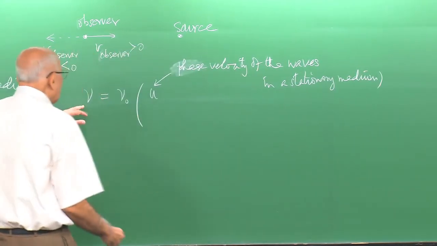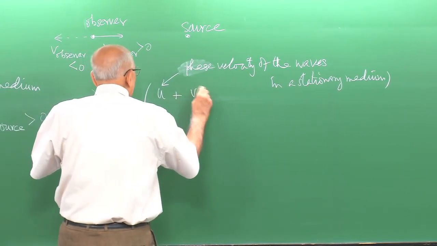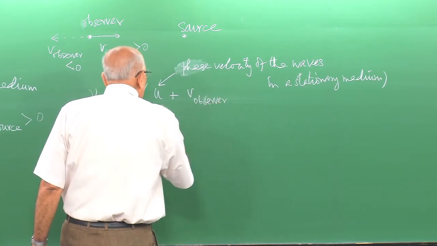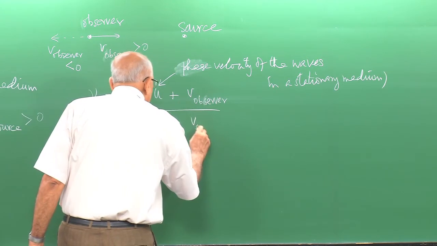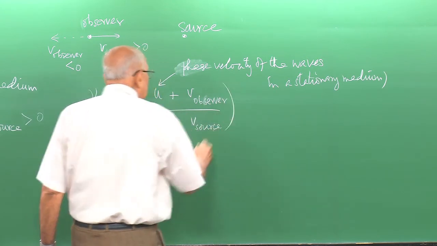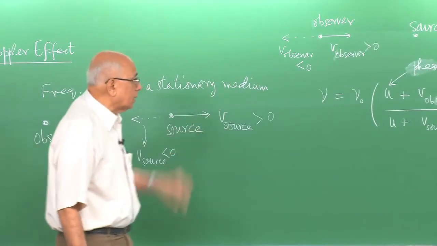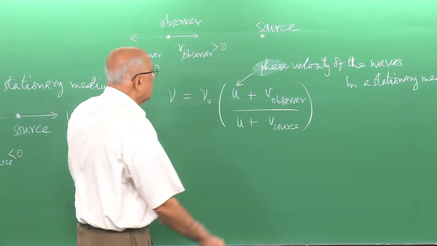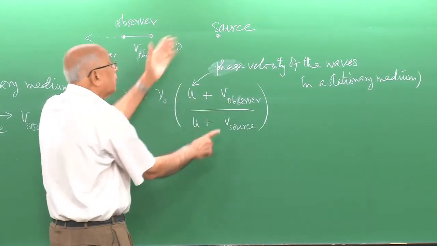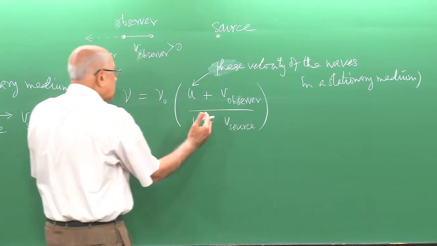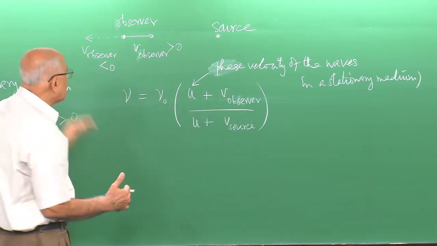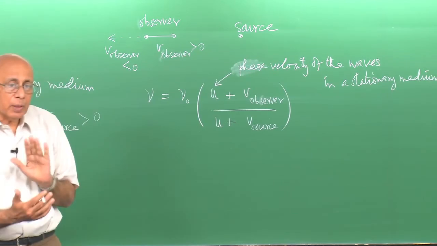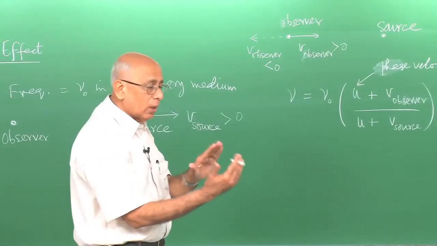in a stationary medium. Here. Then the formula is u plus V observer divided by u plus V source. That is the general formula with these sign conventions. So, you can see physically what happens is if the observer starts moving towards the source, this is a positive number here, and if the source was stationary, that is 0. So, what is happening is that the frequency is increasing, because as he moves towards the source, the number of crests that he observes per unit time is going to increase, it is going to look compressed.